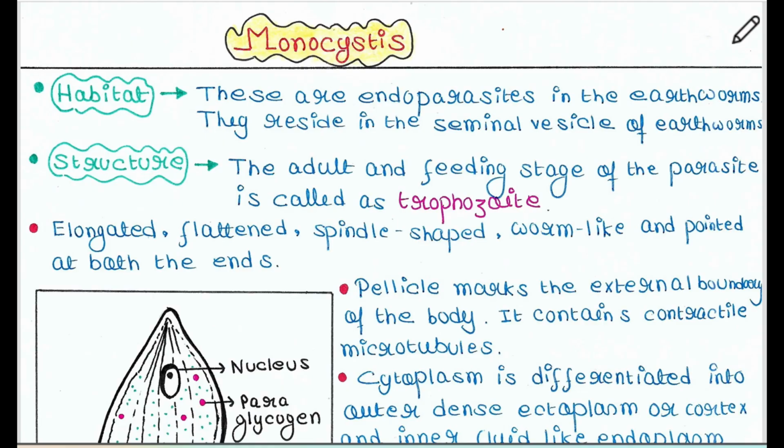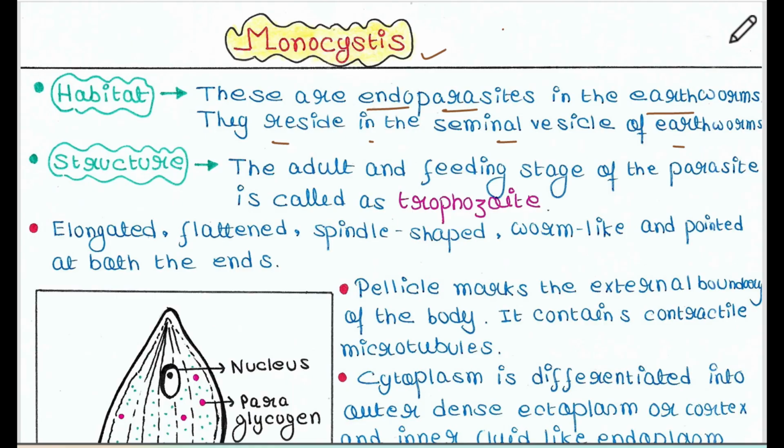Habitat. So these are basically endoparasites in the earthworms and they reside in the seminal vesicle of earthworms. So these animals are endoparasites. That means they prefer to stay inside the body of another animal, and that is earthworm. And they specifically reside in the seminal vesicle of earthworms, and seminal vesicle is the part of male reproductive system.